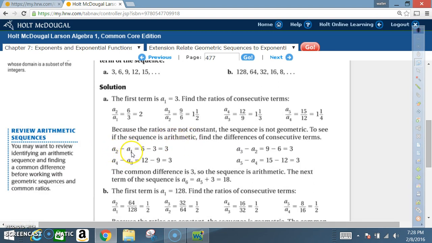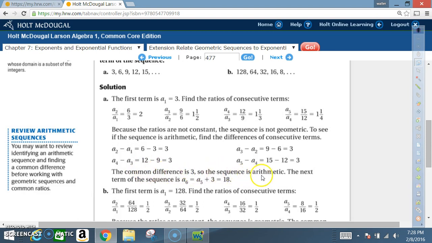Now to check on the arithmetic part, it's pretty simple. a2 minus a1, 6 minus 3, that's 3. a3 minus a2, 9 minus 6, that's 3. a4 minus a3, that's 12 minus 9, that's 3. a5 minus a4, that's equal to 15 minus 12, that's 3. Everything's the same. So the common difference is 3.